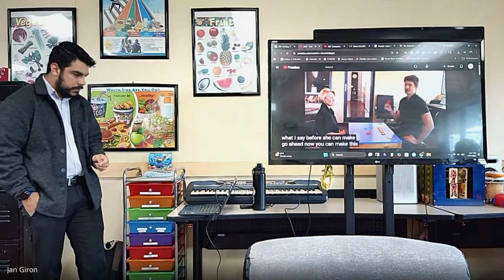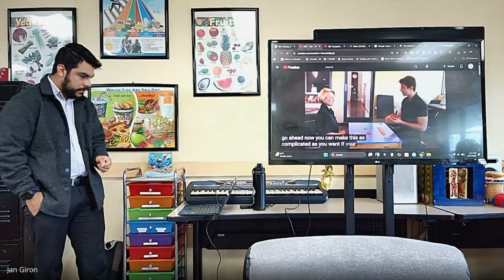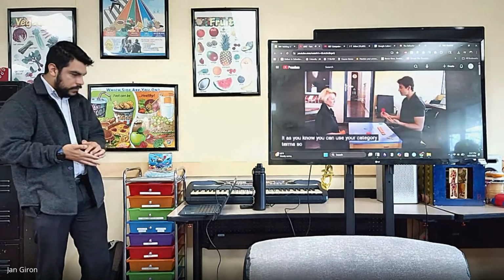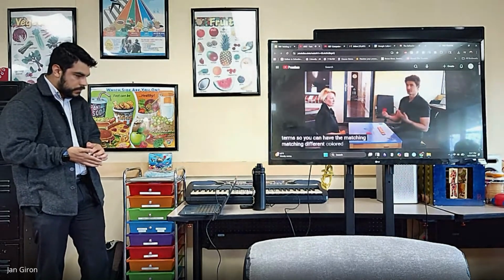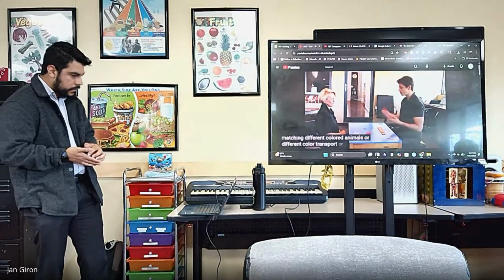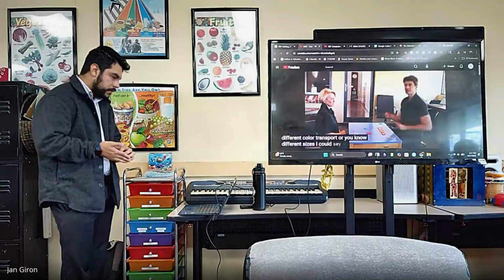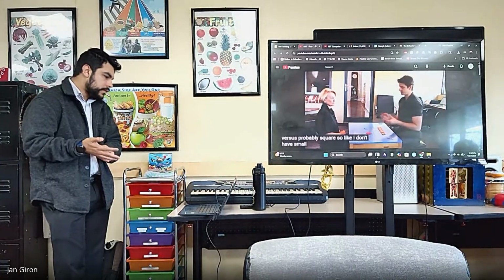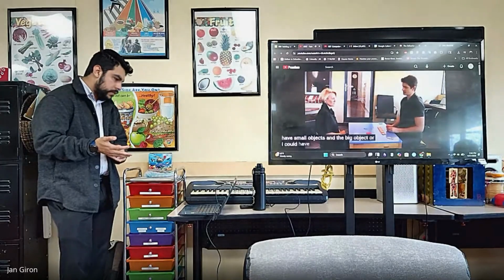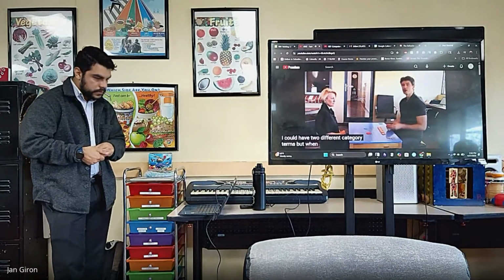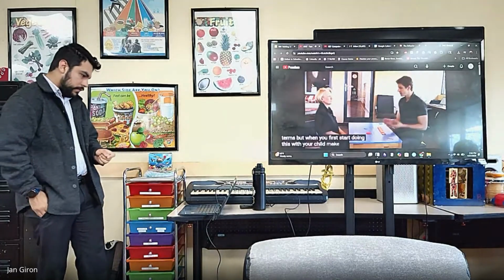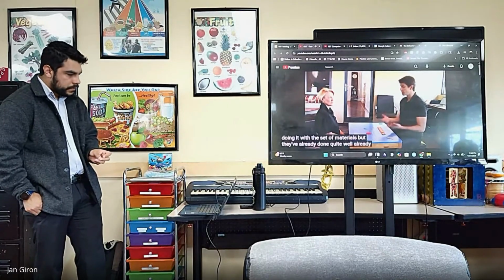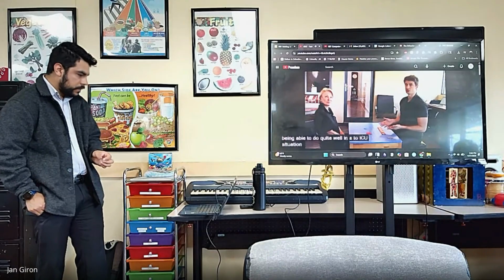Now, you can make this as complicated as you want. If your child flies through this quickly, you can use your vocabulary terms. So you can have them matching different colored animals, transport, or different sizes. I could say big versus square. So I could have a small object and a big object, or I could have two different category terms. But when you first start doing this with your child, make sure you're doing it with a set of materials that they've already been able to do quite well in a 2 ICU situation.